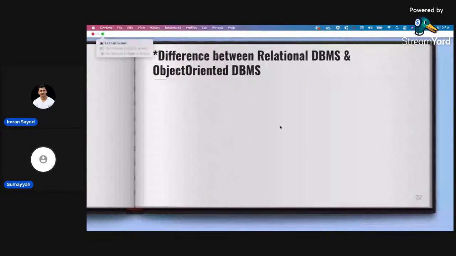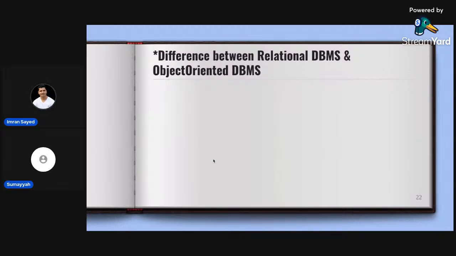Okay. RDBMS stores data as entities, and object-oriented DBMS stores data as objects. What is the goal of DBMS? What does it aim for? Okay, the objective of object-oriented DBMS is to implement encapsulation, and the objective of RDBMS is to... I don't remember what it was.